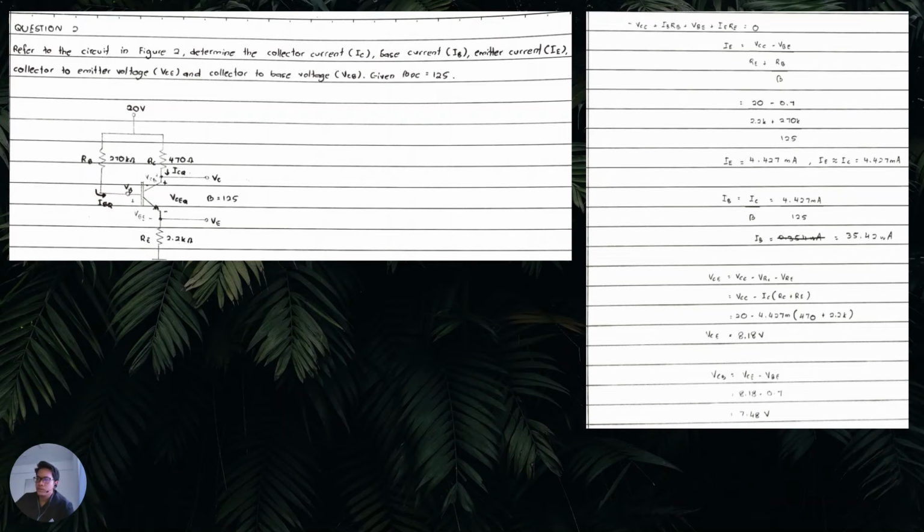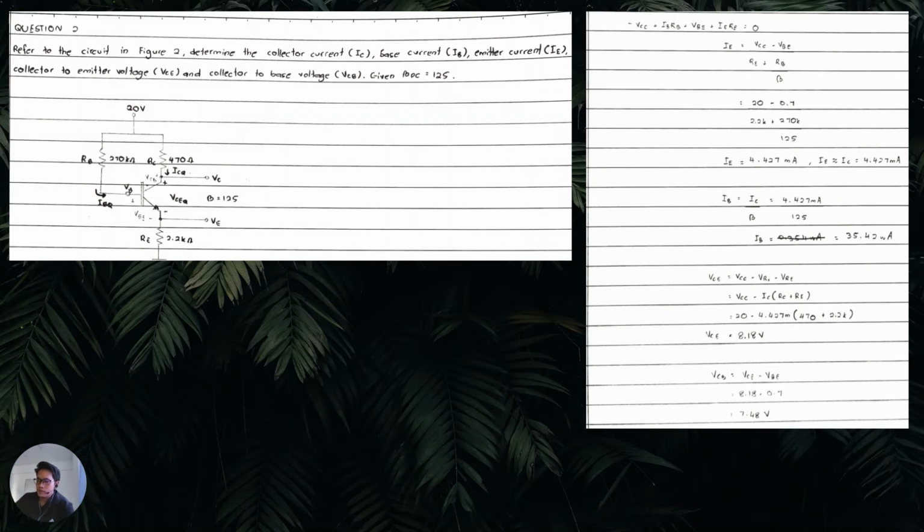Then to search IB, we use IC, which is IB equals IC over gain, equal to 4.427 milliampere divided by 125. And then we get IB is equal to 35.42 microampere.